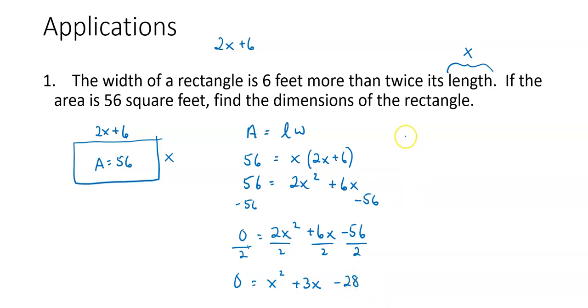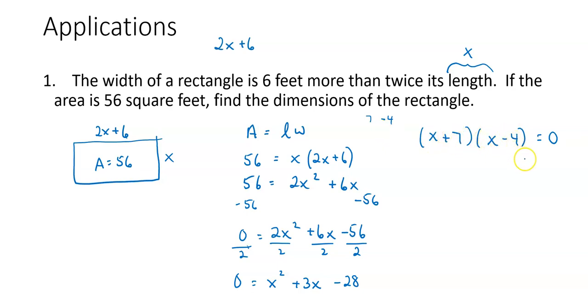And now that's pretty easily factorable. I'm looking for two factors that multiply to be negative 28 and add up to be 3. So maybe 7 and 4. Which one should be negative? The 4 should be negative. So 7 times negative 4 is negative 28. 7 plus negative 4 is positive 3, right? The positive is bigger than the negative. So I get x plus 7, x minus 4.